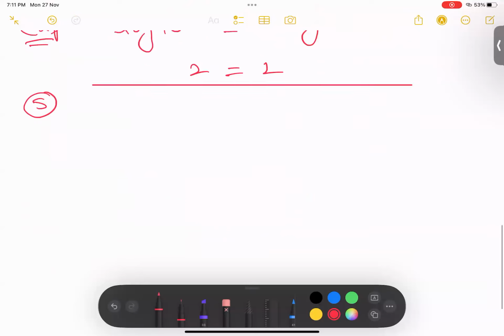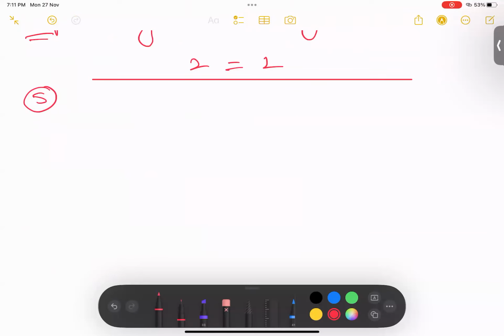So the fifth property I'm going to start is this. Whenever we have an index, this is called index. The word written in the bracket is called index. And what is down is called base. If index and base are equal to each other, the answer is 1.